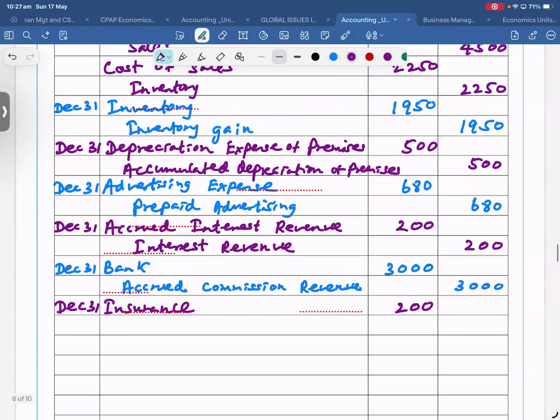Right. Then shall we update the ledger accounts as well? Insurance, what happens? Yep. Insurance decreases. Oh no, it increases. Plus 200. And then electricity, minus 200.